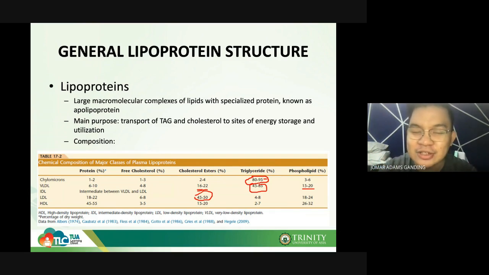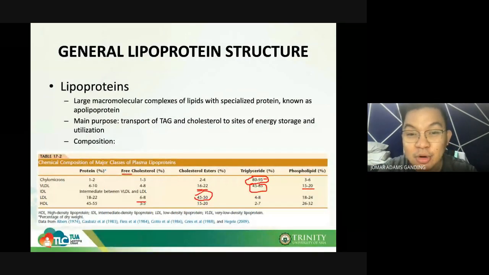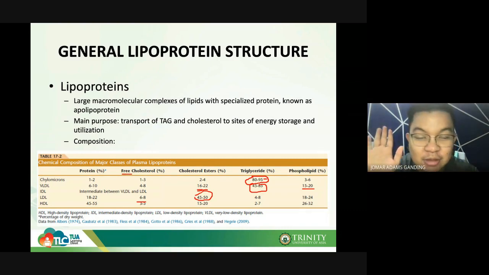Sir, why cholesterol esters? Didn't you say earlier that the type of cholesterol that needs your transport protein the most is free cholesterol? Yes, I'm not backing up that statement. I'm not removing that statement. But the reason why your LDL carries more cholesterol esters is because your cholesterol esters are more abundant in the body. They are 70% in the body. So, did you get my point there?